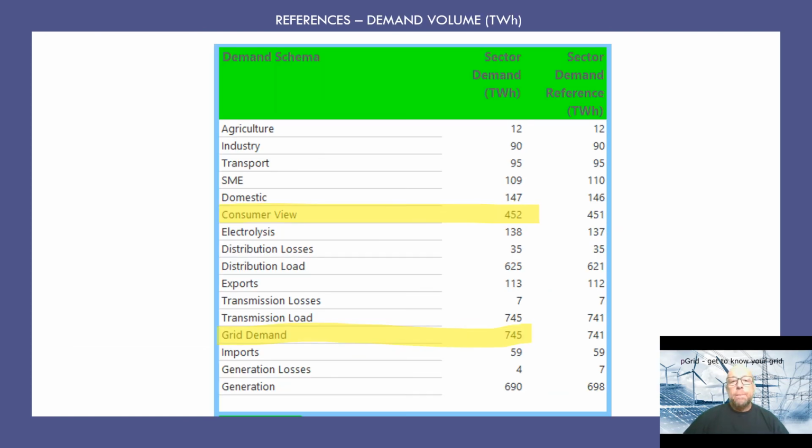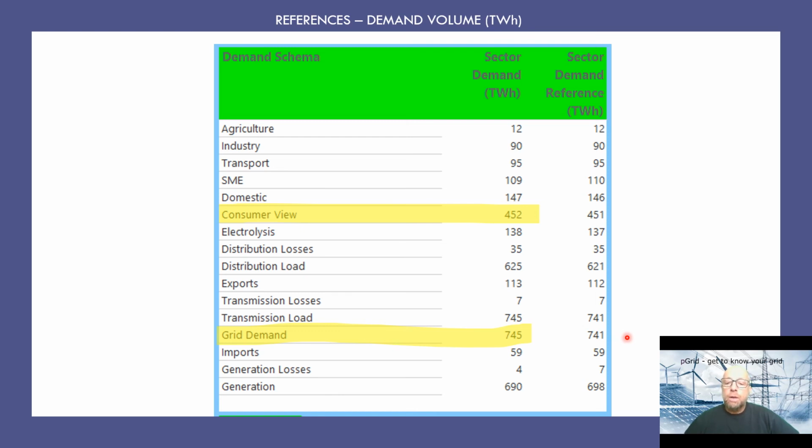So again, boundaries set by the FES consumer transformation. These are the numbers they told us for agriculture, industry, transport, SME, etc. And they said, okay, we've got demand at 451 terawatt hours. Well, great, we've managed to model that also to 452 terawatt hours. Fine, carry on. And we talked about this big difference between consumers' use of electricity and the system's need to produce it. The 745, they had 741, again, pretty happy with that.